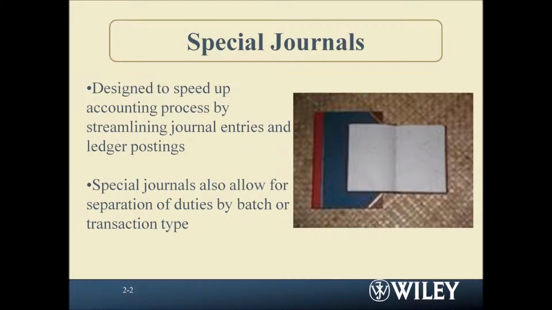There are times a business needs special journals that are used to record certain types of transactions, such as a special journal to record incoming cash and another one to record cash disbursements. Again, in this chapter, we'll be covering the sales journal and the cash receipts journal. These special journals can speed up the accounting process by streamlining journal entries and general ledger postings. They also allow for separation of duties by batch or transaction type.